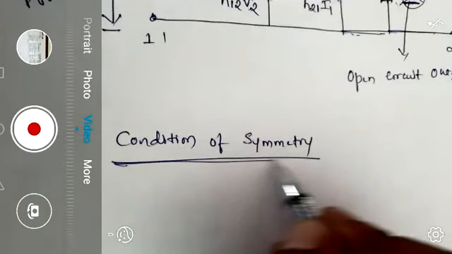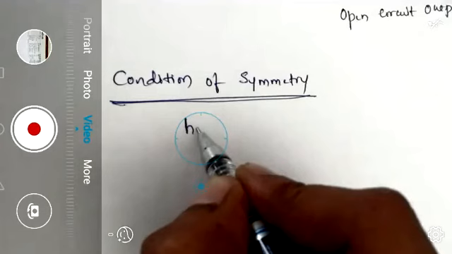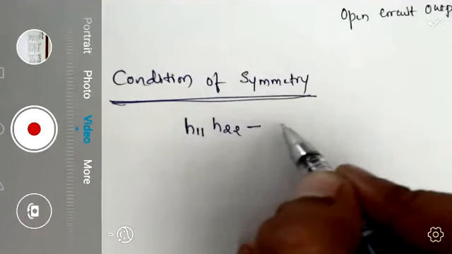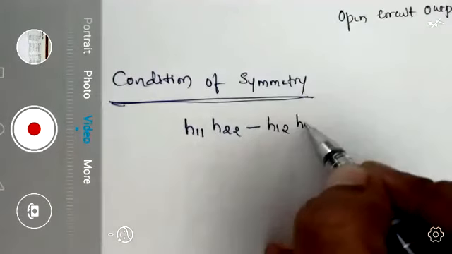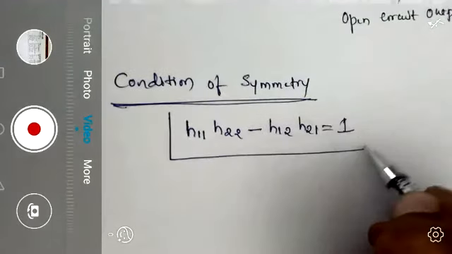H11 equal to H22? No, not like that. H11 multiplied by H22 minus H12 multiplied by H21 is equal to 1. It is the condition of symmetry for H parameters.